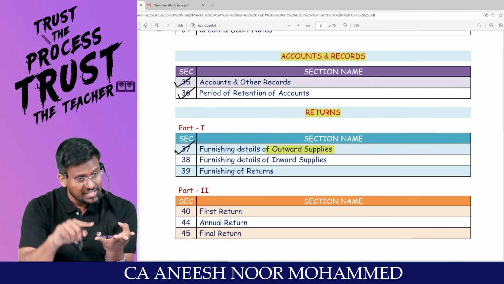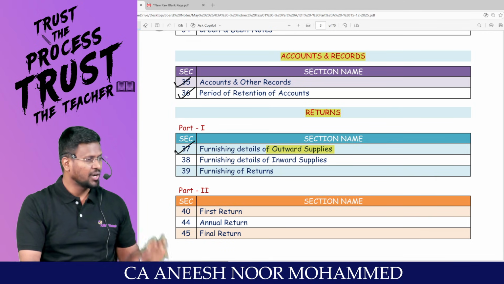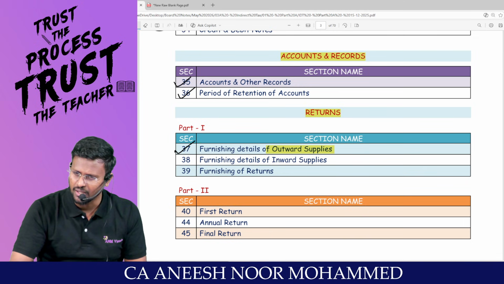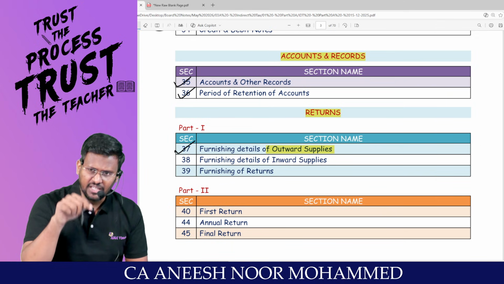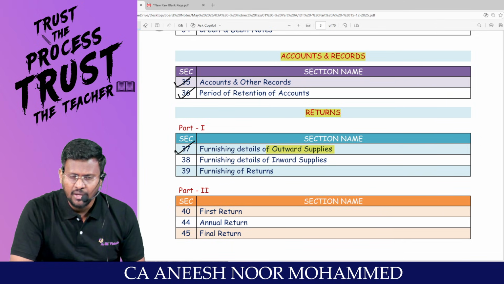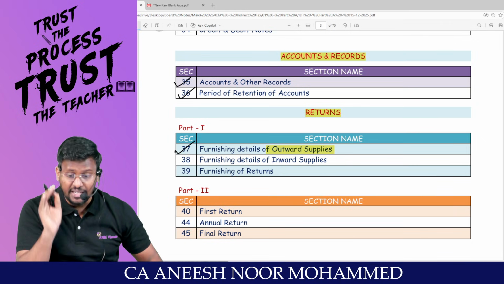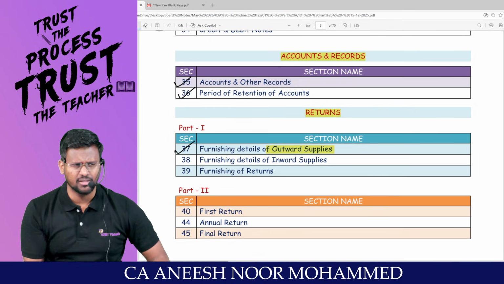Whether those students are boys or girls, whether they are registered persons or unregistered persons. What is the value of supply? How much GST have I collected? Where the students are situated, whether in Tamil Nadu or outside Tamil Nadu. Because if it is in Tamil Nadu, it's an intra-state supply. If they are outside Tamil Nadu, it is an interstate supply. All the details of the outward supply I am supposed to provide. That's section 37.